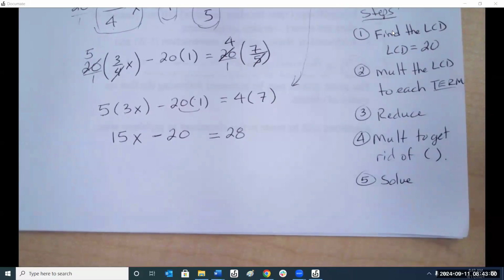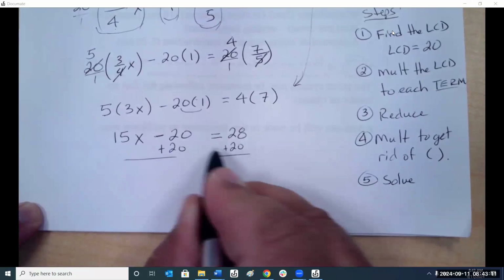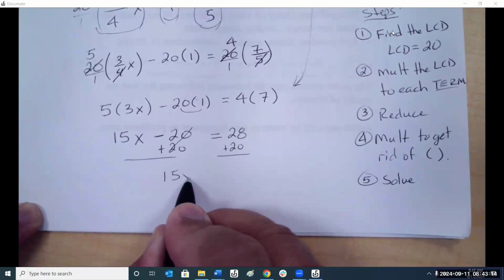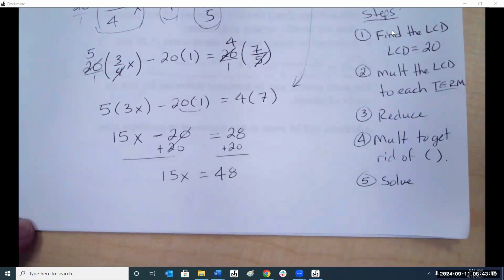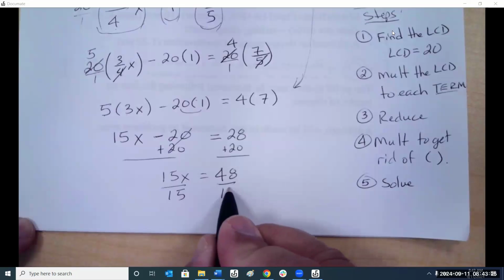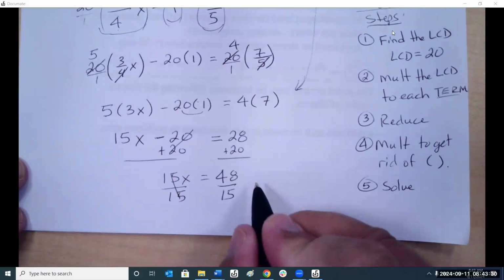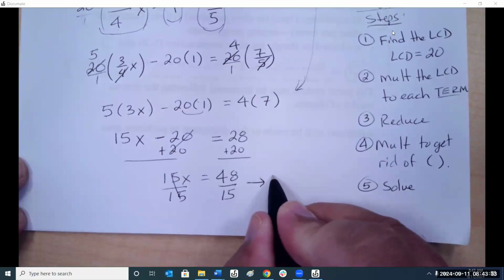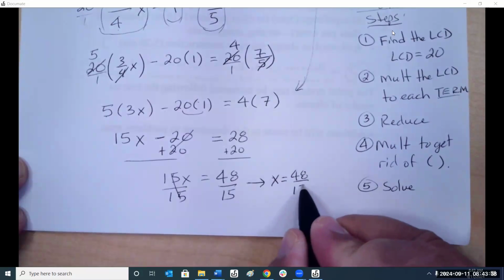Now, solve your equation. We're solving for x. So what do we have to do? Add 20 to both sides. We have 15x equals 48. And then divide by 15. So this gives us x equals 48 over 15.